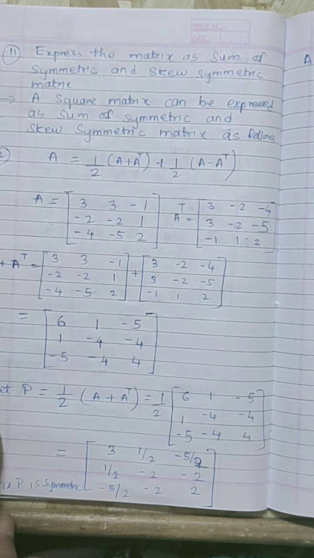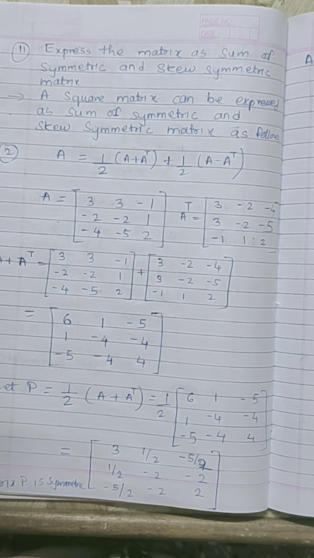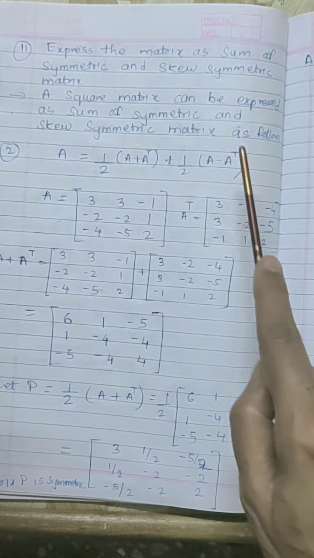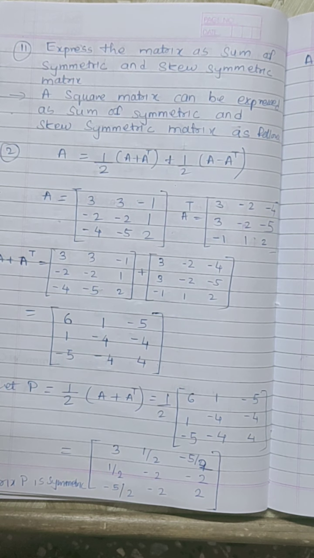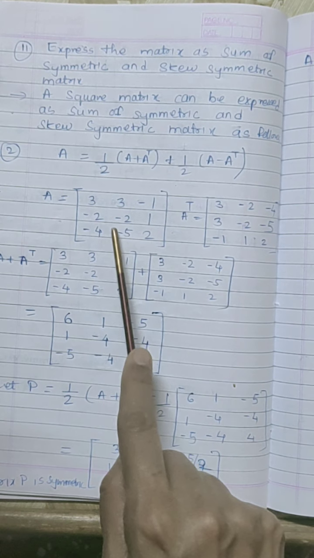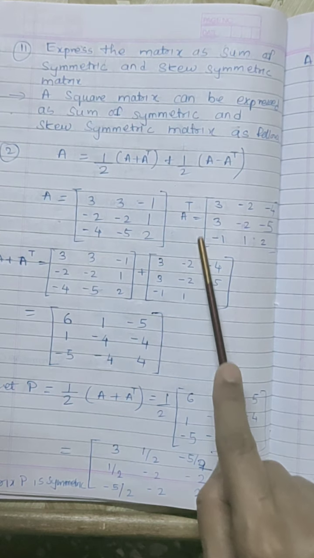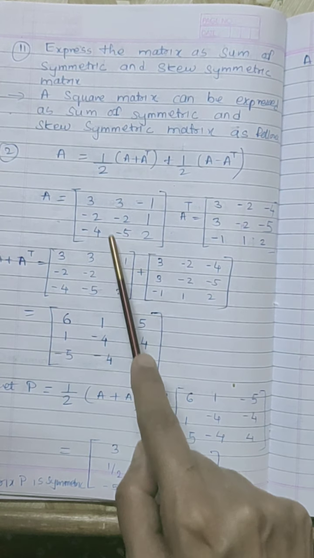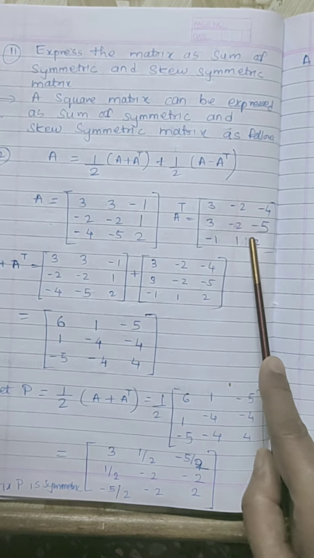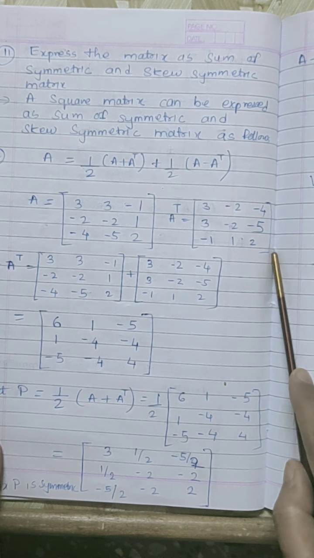How to write the matrix as a sum of symmetric and skew symmetric matrix. So this is symmetric and this is skew symmetric matrix. Now you have to prove it. Now first our matrix, this is our matrix A. Second sum from question number 11. Write its transpose. So how to write the transpose? Row as column and column as row. 3, minus 2, minus 4. 3, minus 2, minus 5 and minus 1, 1 and 2.